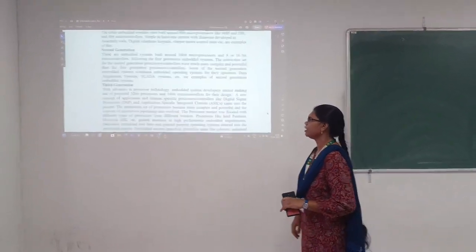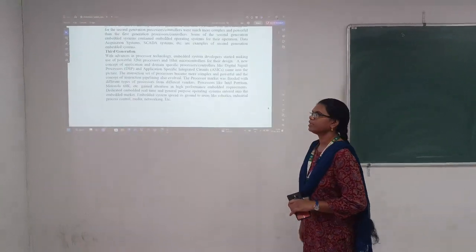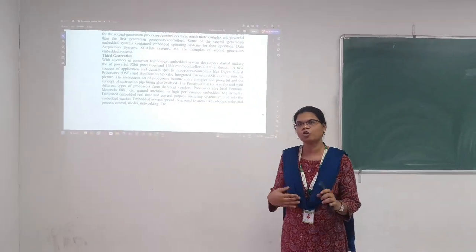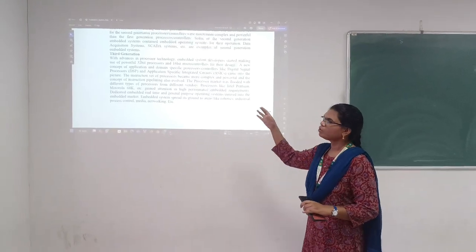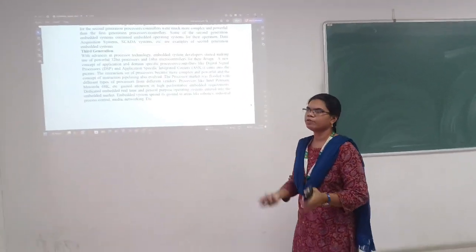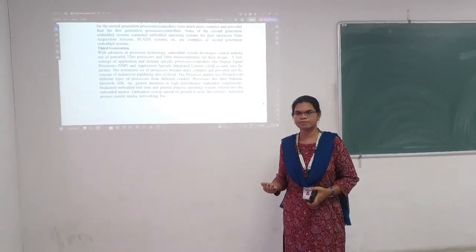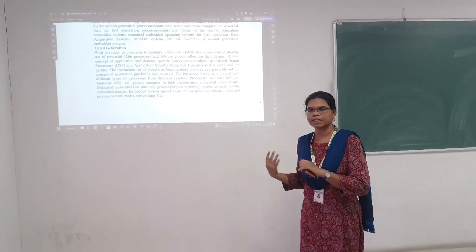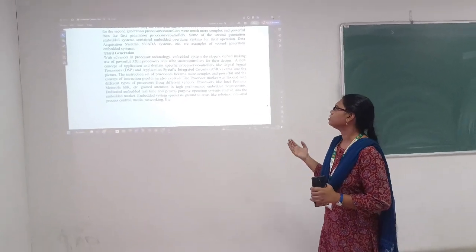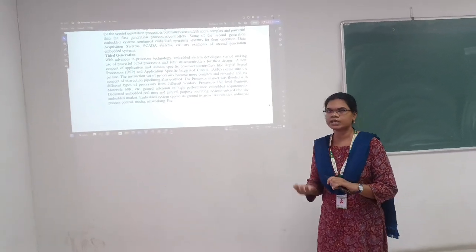And comes to third generation. So here is the third generation. Here much more complexity or advancement of technology has been done. So in this third generation, we will be using DSPs. DSPs means digital signal processors have been used in order to develop a certain application. Okay. So here as we are saying, the complexity has been increased.